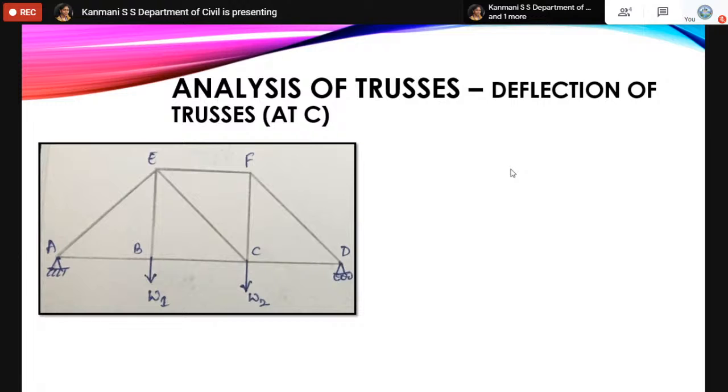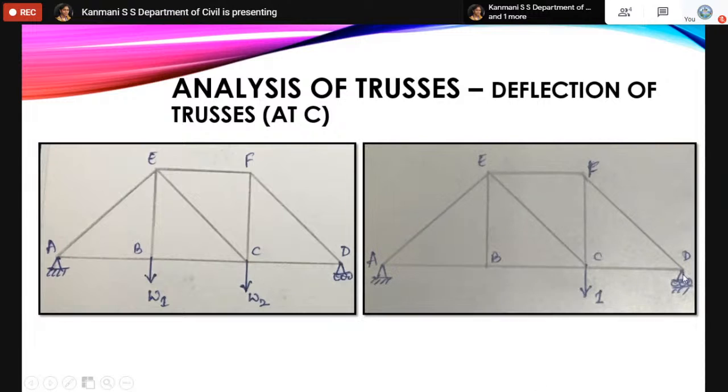Afterwards, since the deflection is asked at C, we will remove all the external forces and apply a unit load at joint C, like this. One is a unit load that is applied at joint C. After applying this unit load, we have to find the forces again in each member. Now you have to apply the method of joints, which we already studied. So applying the method of joints, we find the force in each member.